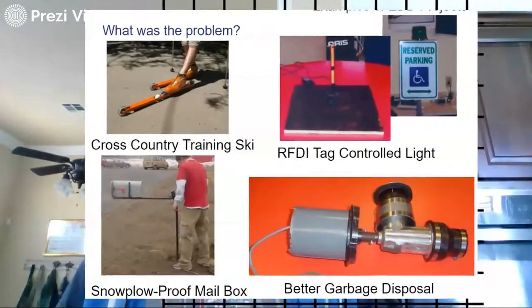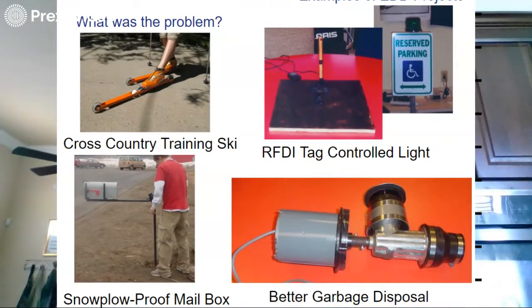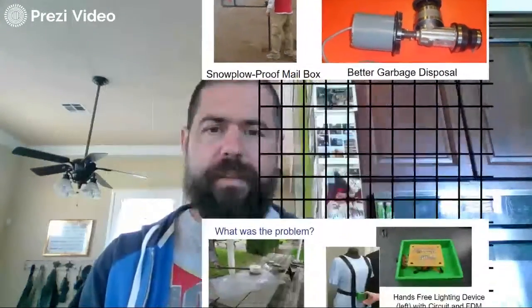Oops, let me go back to that one. Snowplow proof mailbox, problem there. Seems like the snowplow kept plowing through their mailbox. That's an interesting one. But cross country training ski, that's something that you might not think of. They're solving this problem here. They're not solving world hunger, but what if you're a cross-country skier and you're trying to train over the summer and there's not enough snow? Boom, there's your solution.